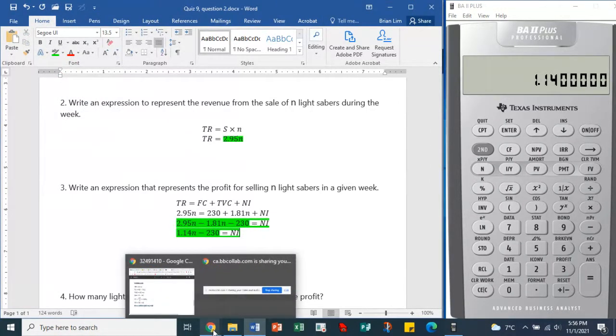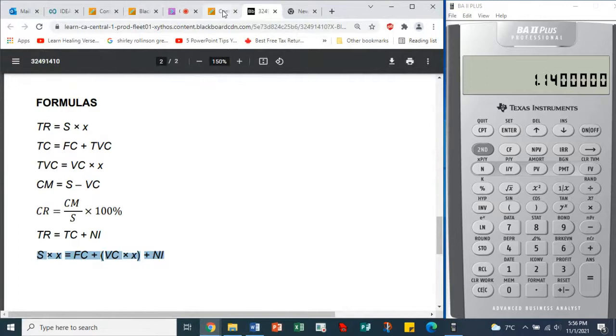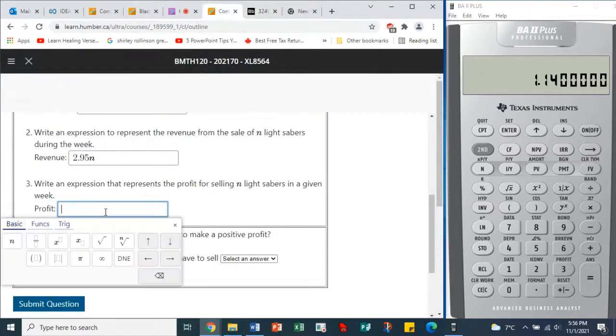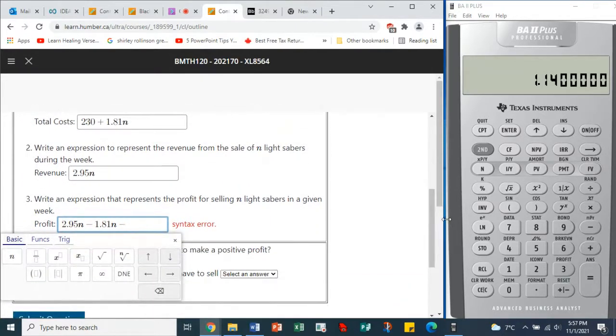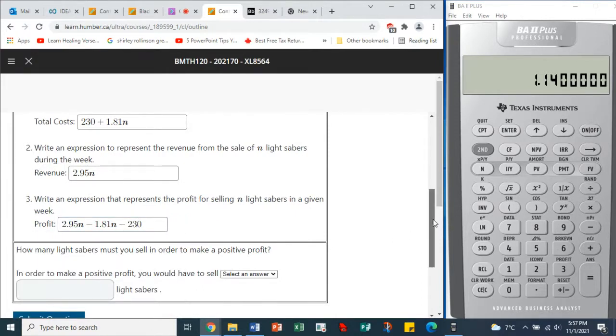So let's do that. We can put that back into the answer. Let's go back here. All right, so what do we have? We put in the 2.95 n minus 1.81 n minus the fixed cost, which was 230. Okay, minus 230. And that would give us the answer.